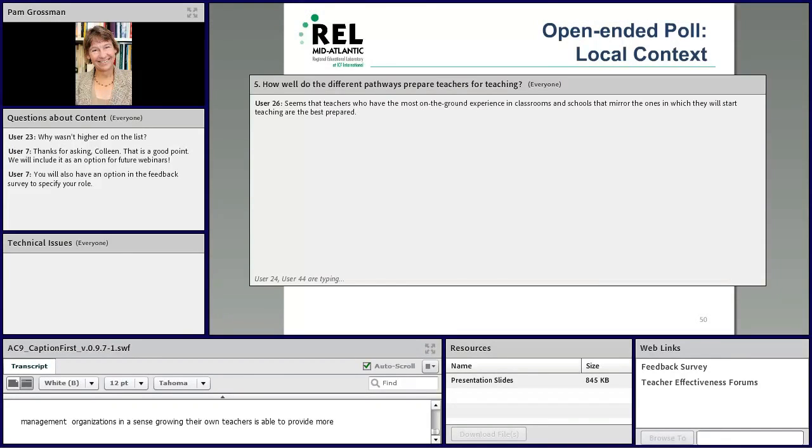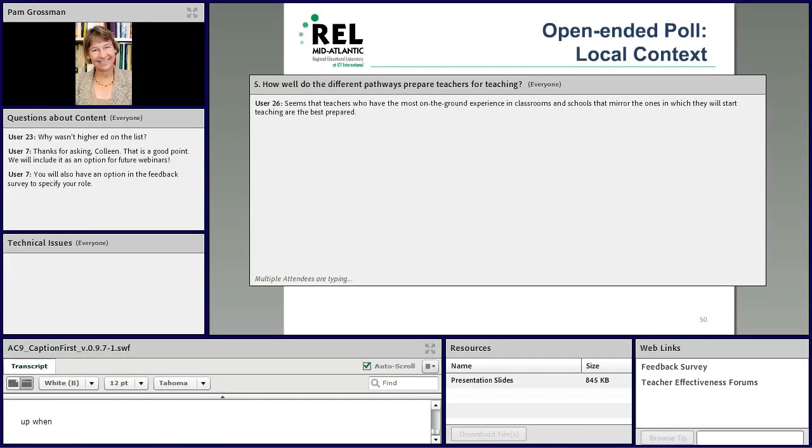So you can learn the classroom management system that that particular district or that particular CMO uses when you're still in your preparation phase. You're much better prepared when you take over. You already have that. Similarly, if you are focused on the standards and expectations for that particular district or school, you have a leg up when you start to teach.